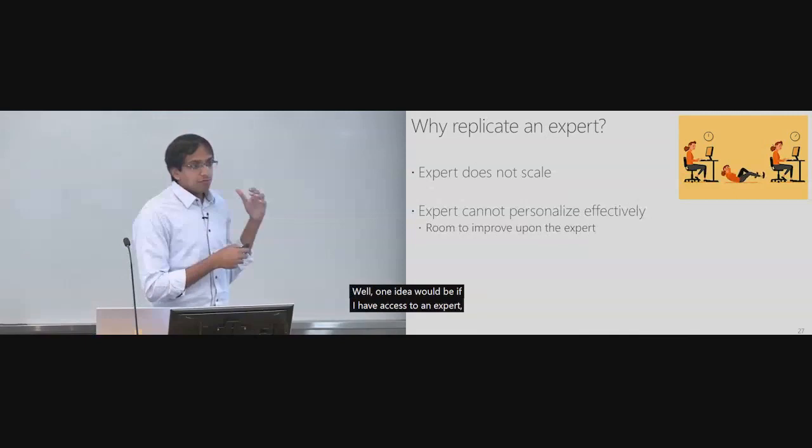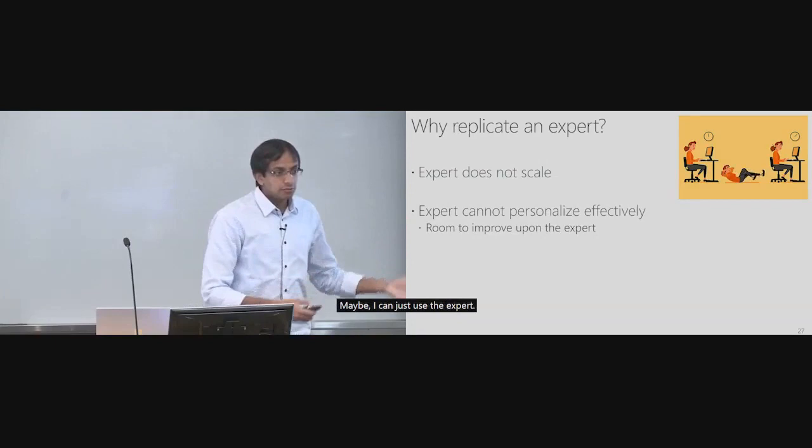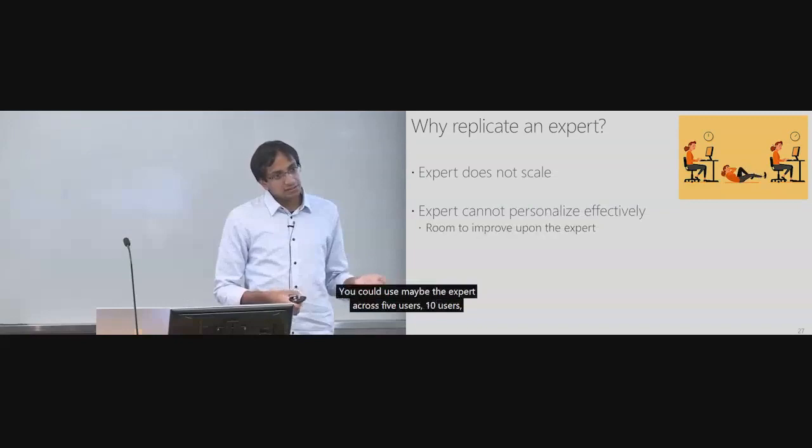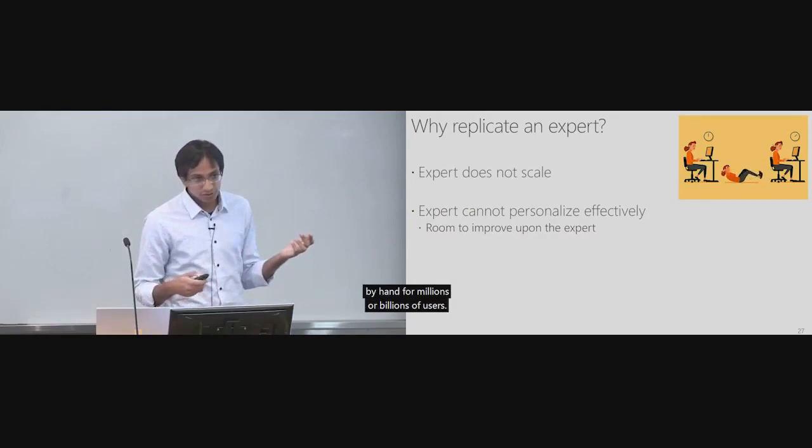One idea would be, if I have access to an expert, do I need to do something algorithmic even, right? Do I need a policy? Do I need a model? Maybe I can just use the expert. That's true, you could, but the expert doesn't scale. You could use maybe the expert across 5 users, 10 users, but you cannot really have the expert choosing recommendations by hand for millions or billions of users.